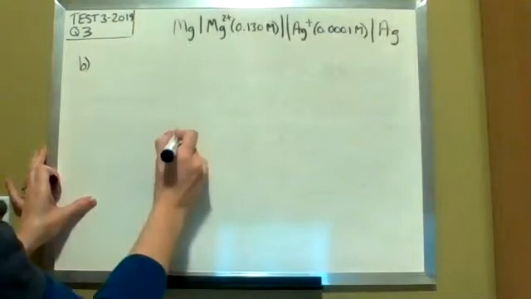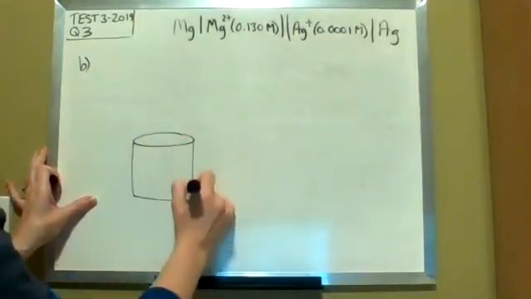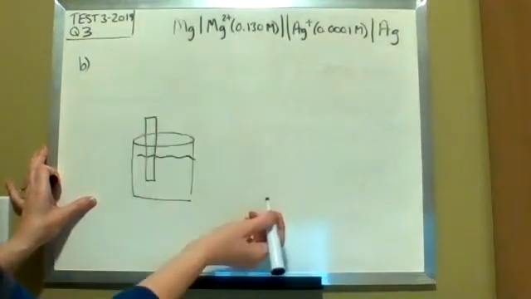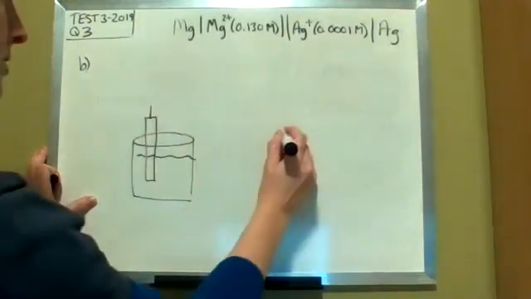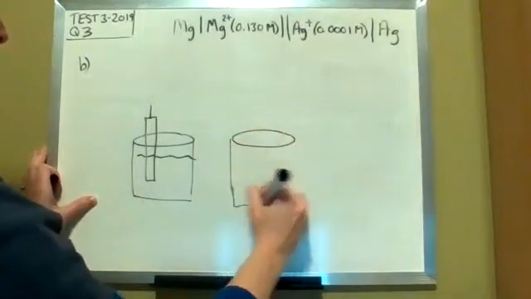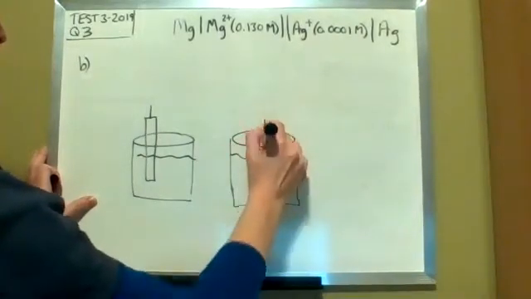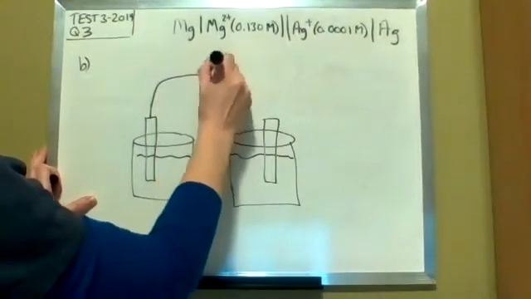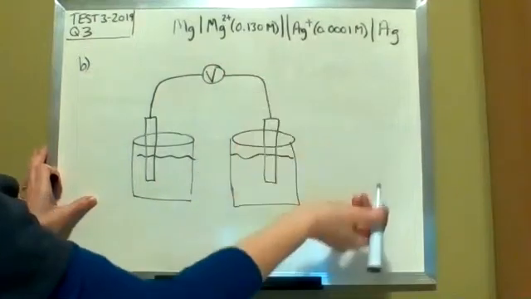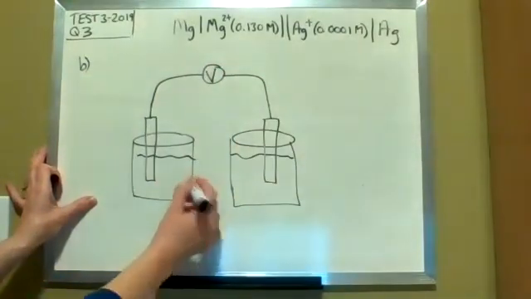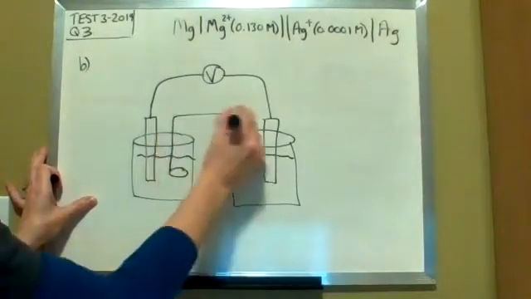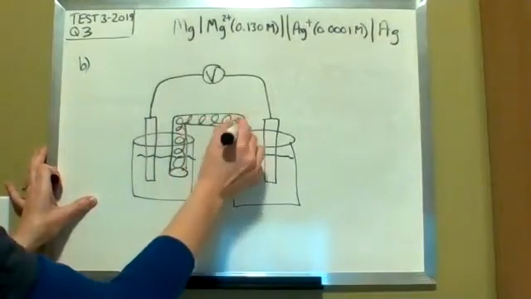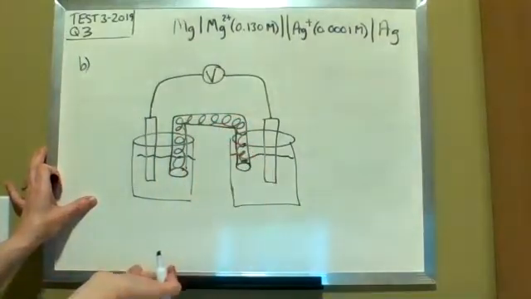First of all, with our voltaic cells, we always have 2 beakers of solution. We always have an electrode dipped in each. So let's draw our 2 beakers. And you could probably make a much prettier drawing than me. They are connected by a wire through a voltmeter, and we also need to have a salt bridge to allow the flow of charge or ions between each solution.